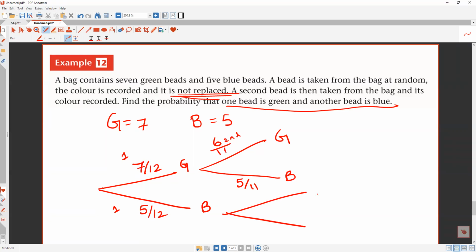Same thing with the blue. If blue goes, it will be 4 divided by 11 and 7 divided by 11. No, 5 minus one would be 4, right? Okay, 7, my bad. 7 divided by 11. Clear? If I get green. All of you saw how to draw this tree diagram? Yes.